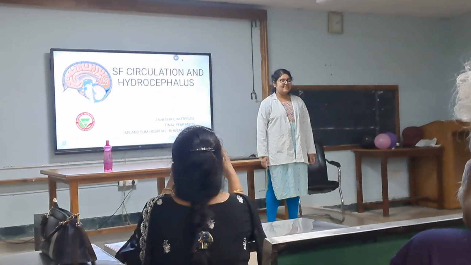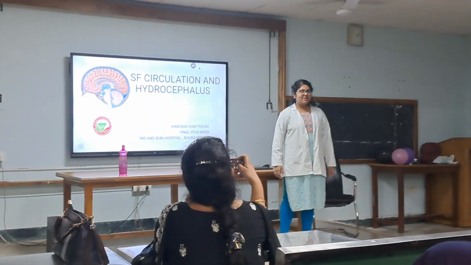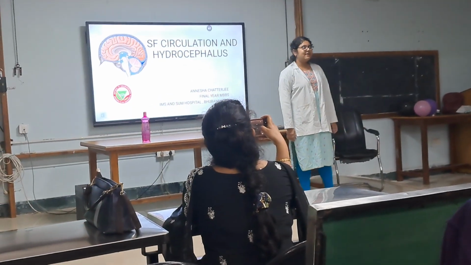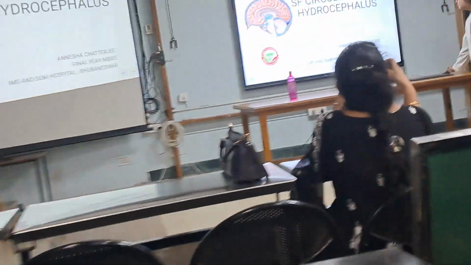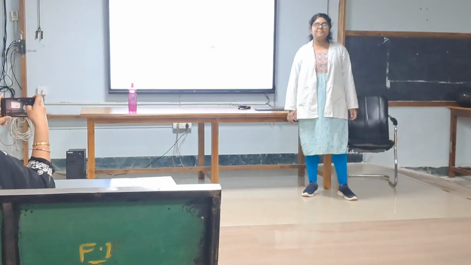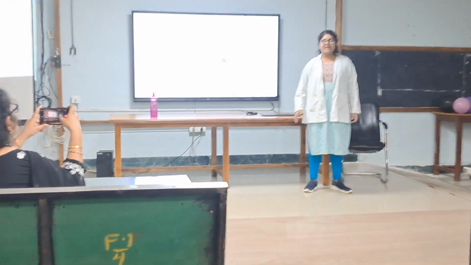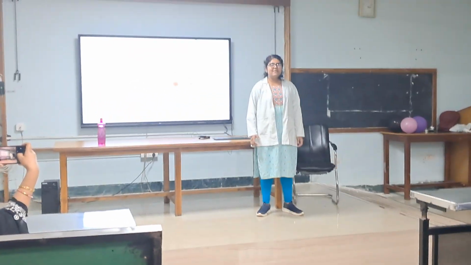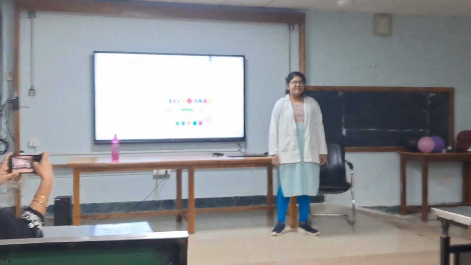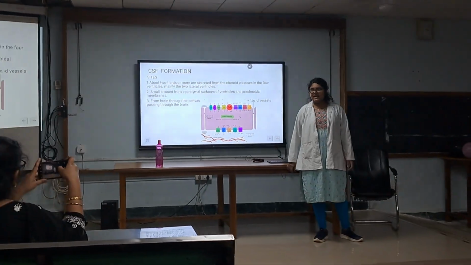I am Monisha Chatterjee and today my topic of presentation is CSF Circulation and Hydrocephalus. CSF, the cerebrospinal fluid, is present in the ventricles of the brain, the cisterns surrounding the brain, and the subarachnoid space of the brain and the spinal cord. Its volume is 50 milliliters in infants and 150 milliliters in adults.